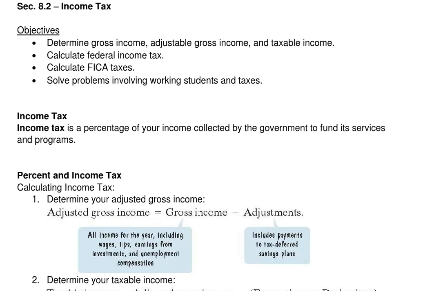It's still a gross income. It's still a total of some sort, but we adjust for certain tax-deferred things. What tax-deferred means is it's something that you get to pay towards that's not taxed. So that gets removed first before the taxes are calculated.